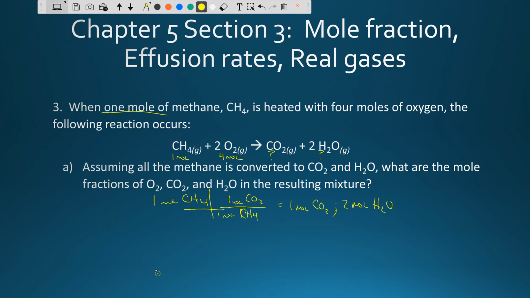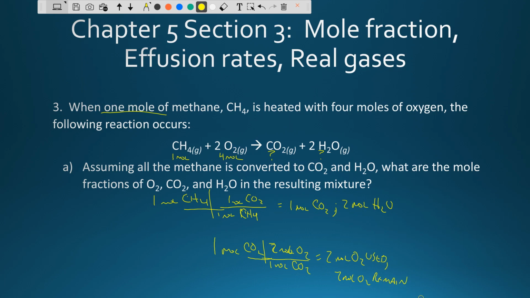Now, if I had and used up all of this mole of methane, then I could say, well, okay, if I have 1 mole of carbon dioxide in there, 1 mole of carbon dioxide to 2 moles of oxygen, and I'll explain that in a moment, we're going to get 2 moles of oxygen used. That means that I have 2 moles of oxygen remaining.